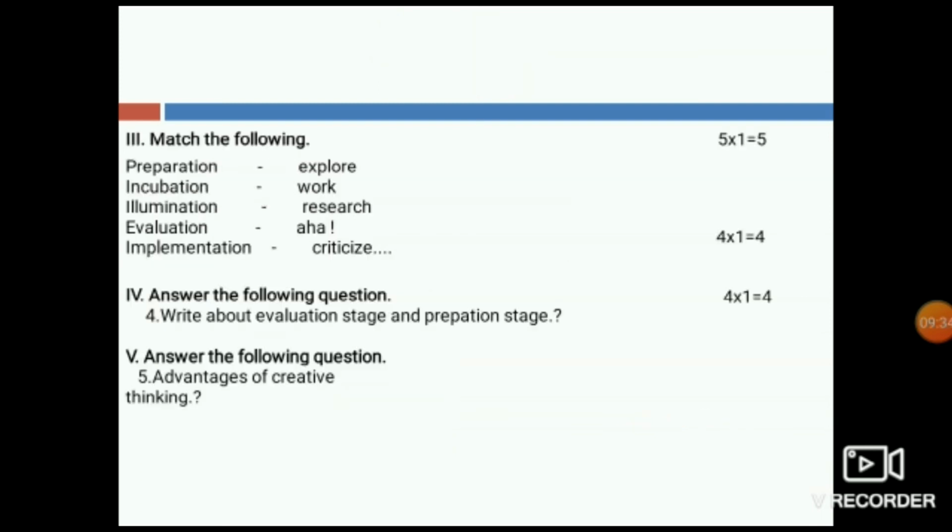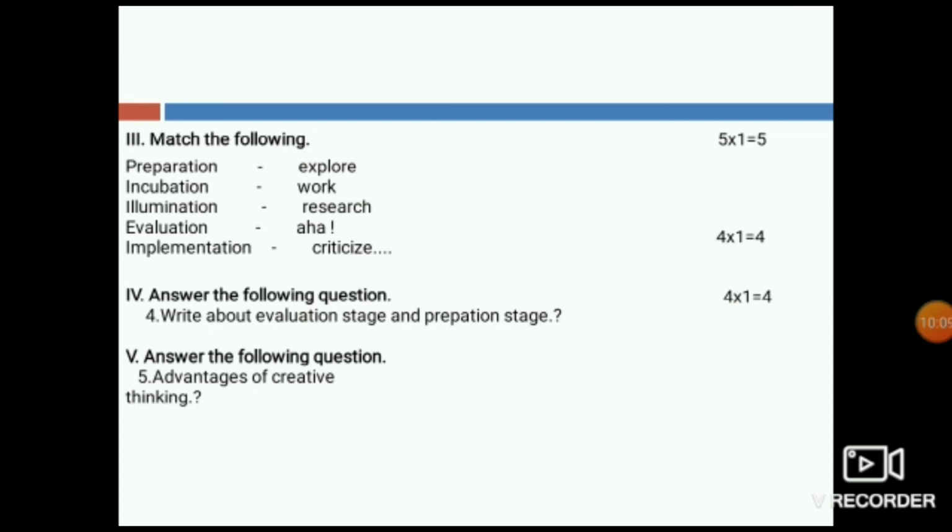Next, third Roman is match the following. So we have to match correct options. Match the following carries 5 marks. Fourth, answer the following question. Write about evolution stage and preparation stage. There are 5 stages, and two stages are being asked. So first we have to write evolution stage, which carries 2 marks, and preparation stage is 2 marks.